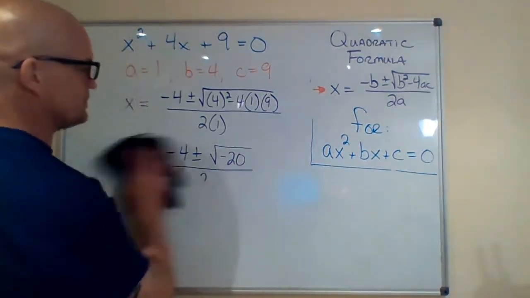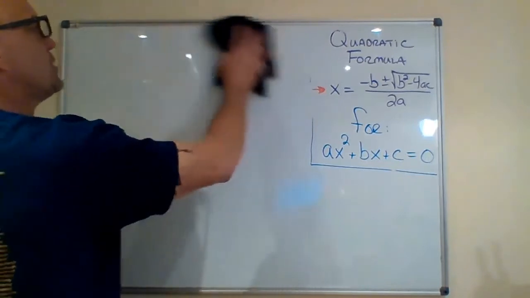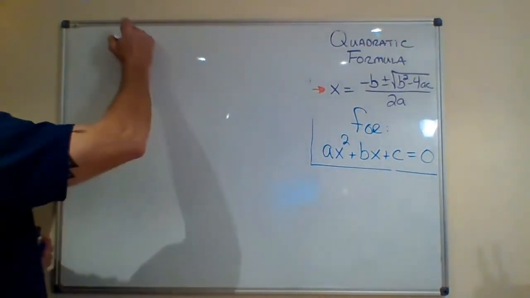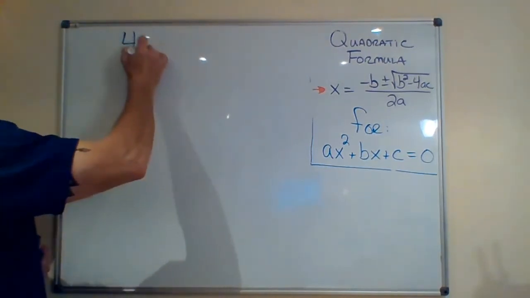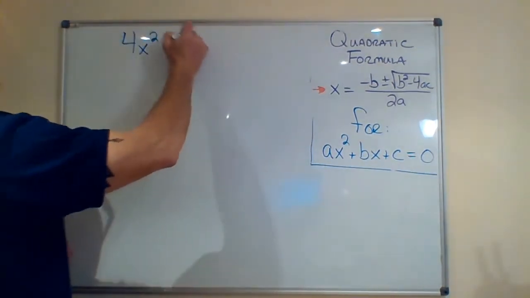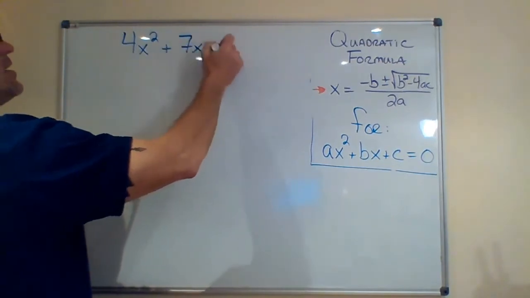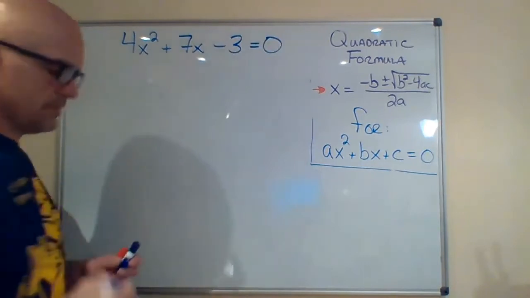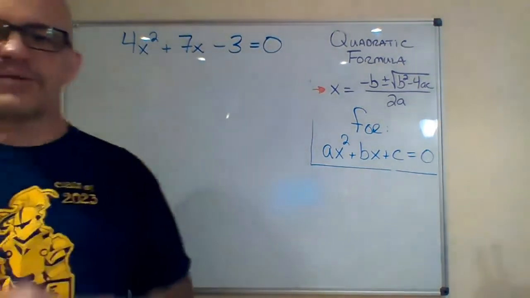Let's try another one. Let's put a coefficient in front of that x squared. See how you do with that. Let's do 4x squared plus 7x minus 3 equals 0. So you know the drill. Pause the video, give it a whirl.